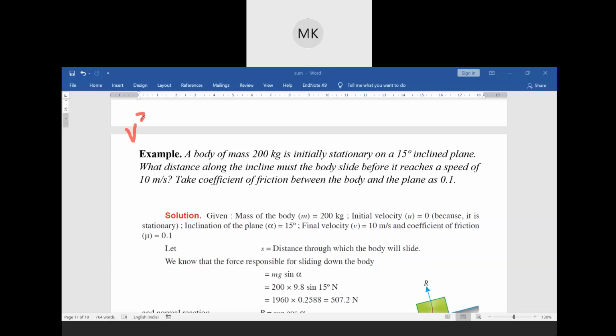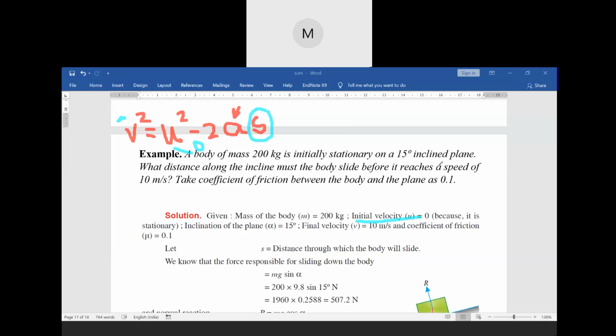So it will be V square equal to U square minus 2AS. From the net force you find out the acceleration. You have to find out this S. Now you know A. U is what? Initial velocity. That means it will be zero. And V, you will get that.